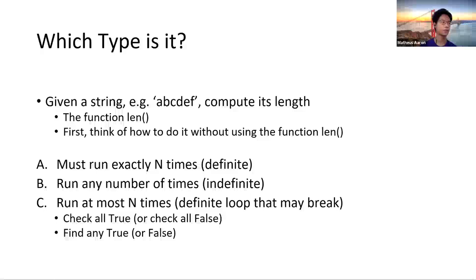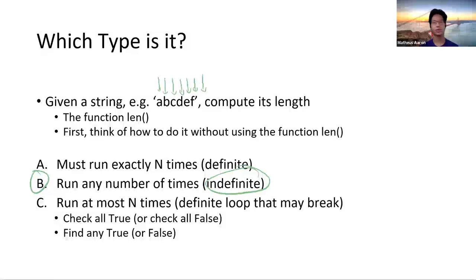Another example, now this one is a bit different. This one is actually example B, which is run at any number of times. Why? Because if you accept a string, you kind of don't know what you're getting. It's like a box of chocolates, you don't know what you're getting. I mean, sure, you can see the length of the string. But if you are the computer, you just receive strings. It's like receiving mail, you just keep on receiving mail until it stops. So what you do is keep on checking, is this a character? Is this a character? Until you don't find a character, then you stop. That is considered indefinite because you don't know the length of the string.